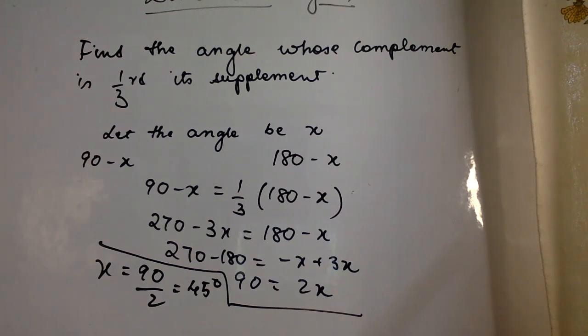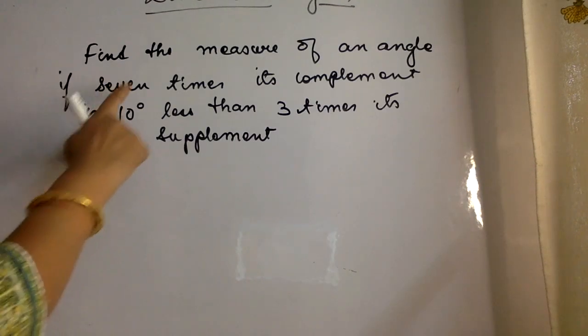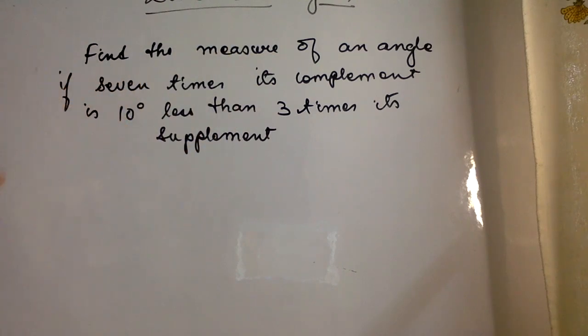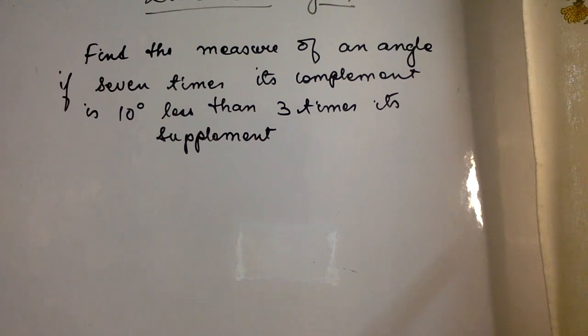Okay, so let's move on to the next question then, and let's see. We are taking up the different types of this particular chapter. Now the question is, find the measure of an angle if 7 times its complement is 10 degrees less than 3 times its supplement.